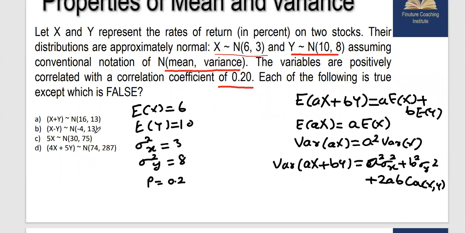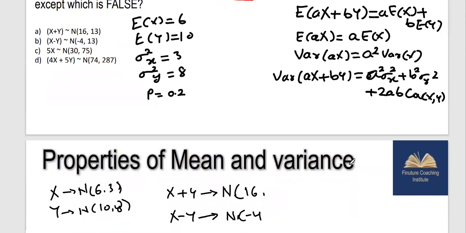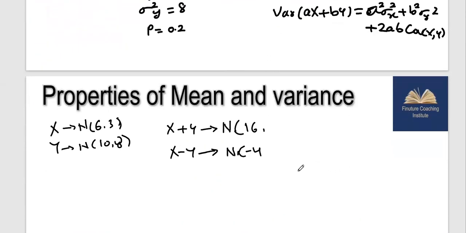Now we have to find the variance of x plus y and x minus y. So I'll use this formula. Over here a and b are 1, so I'll directly solve it.